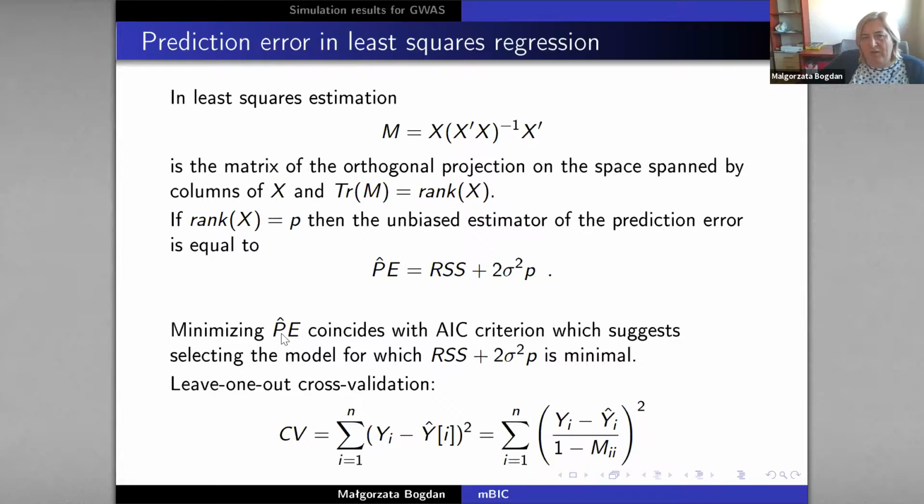Okay, so the rank of X is equal to P. In my slides, N is always the number of observations, and P is the number of columns. This is not a very good notation here, because usually I use P to denote the total number of columns in my database. Here, P is the number of columns used to build my model. So P is the number of variables which I use to fit my model, and I calculate the residual sum of squares based on the model with P variables.